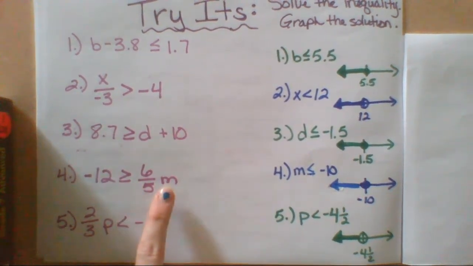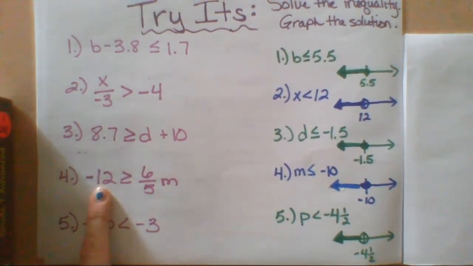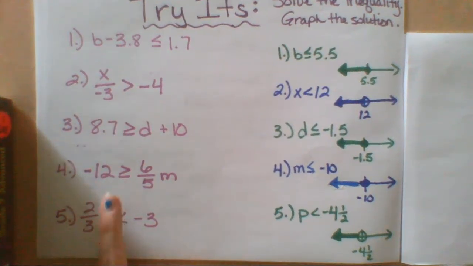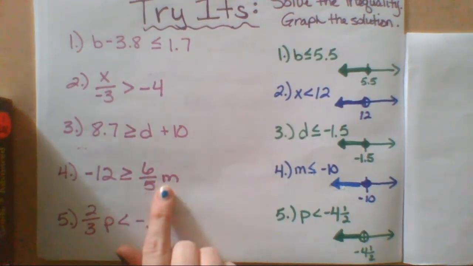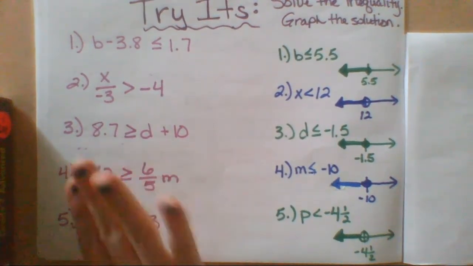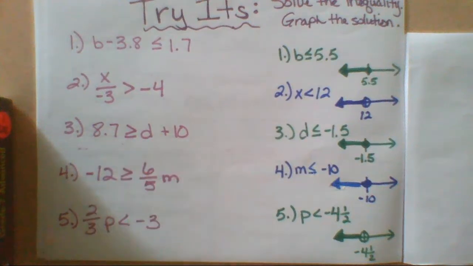M is on this side and negative 10 is on the left side. So we have negative 10 is greater than or equal to m. In order to graph inequalities where the variable is on the right-hand side, the entire thing flips, remember.